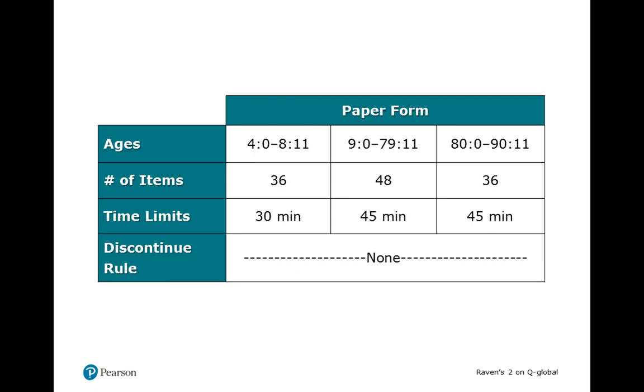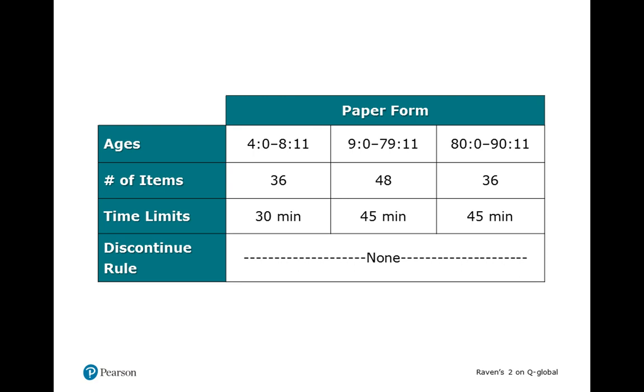The paper form, for those of you who will administer in paper and then enter the scores into QGlobal for scoring, has a total of 60 fixed test items with 5 sets of 12 items. Item sets A, B, and C are administered to children ages 4 years, 0 months through 8 years, 11 months, and older adults, those aged 80 years, 0 months through 90 years, 11 months. Item sets B, C, D, and E are administered to children and adults ages 9 years, 0 months through 79 years, 11 months.